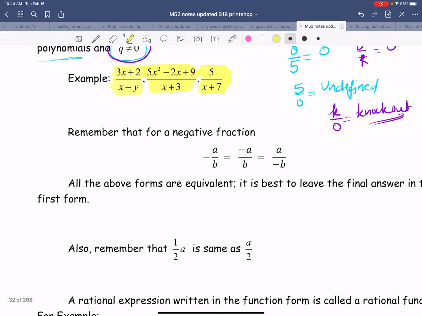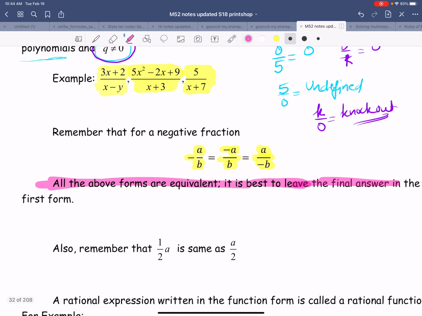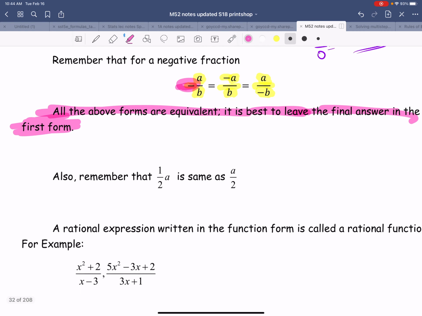Also remember that if you ever have a negative a over b, it is the same thing as negative a divided by b, or the same thing as a divided by negative b. The negative in the middle of the fraction is usually how we express it, but that negative can go with the numerator or it can go with the denominator. It cannot go with both numerator and denominator at the same time. So all these above are equivalent forms of fractions. It's best to leave the final answer in the first form. That means you leave the negative in the front, not with the numerator, not with the denominator, but in the front of the fraction.